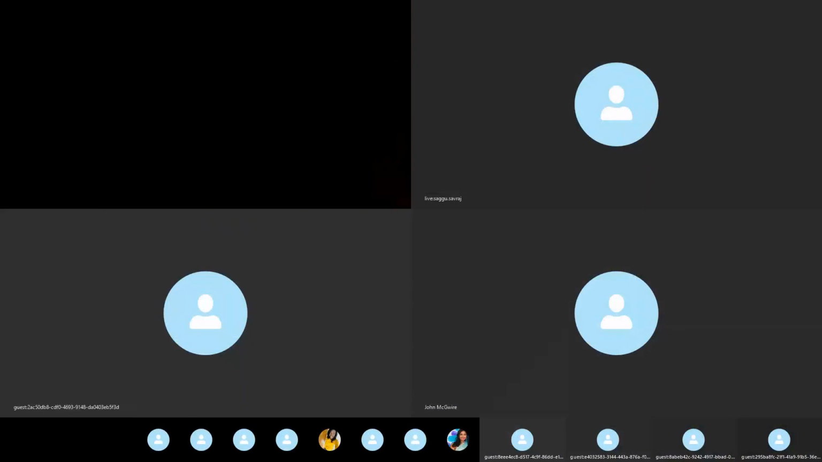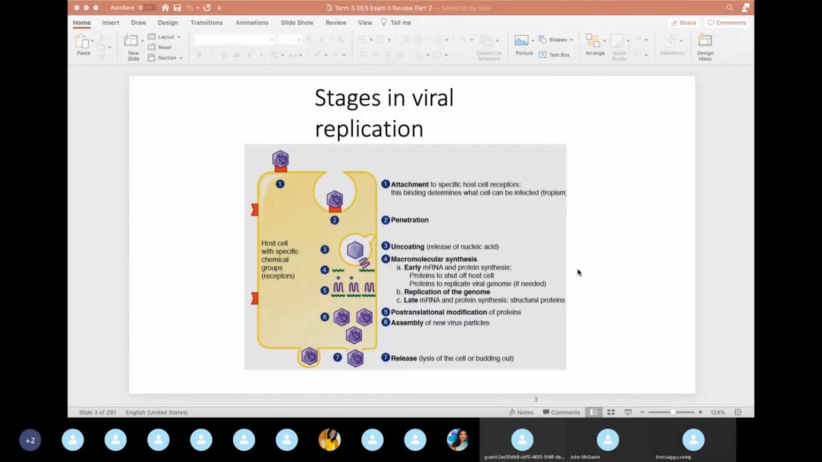Viral replication has different stages. First, attachment: the virus attaches to specific host cell receptors. Then it penetrates the cell. After penetration, it uncoats and releases nucleic acid. And then you have the macromolecular synthesis.